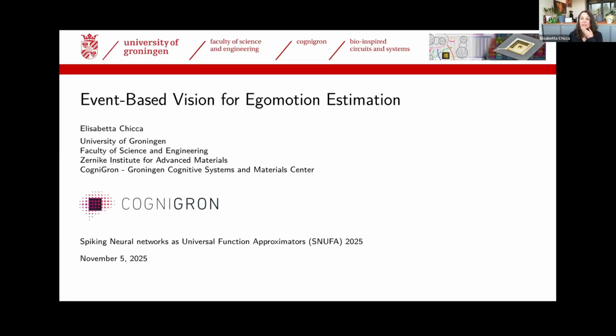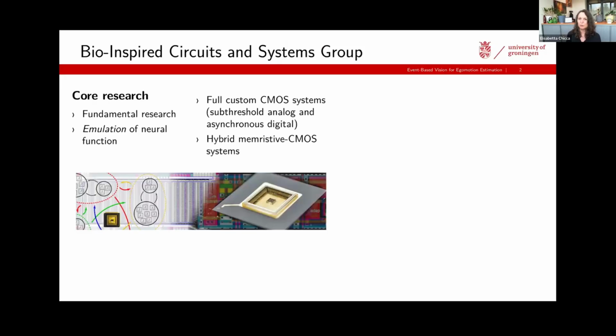And let me start by shortly introducing my lab and the kind of research that we do. So the group is called Bioinspired Circuits and Systems, and our core research is fundamental research. As already mentioned, we are really trying to understand how the brain works, and we do that by emulating neural function in hardware.